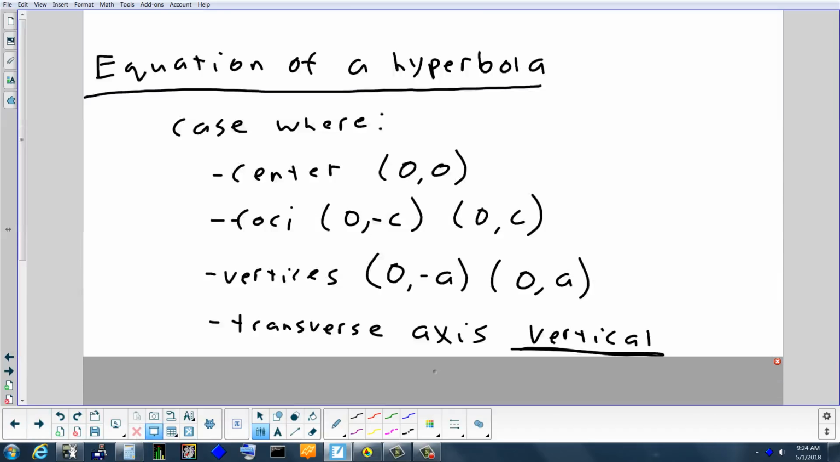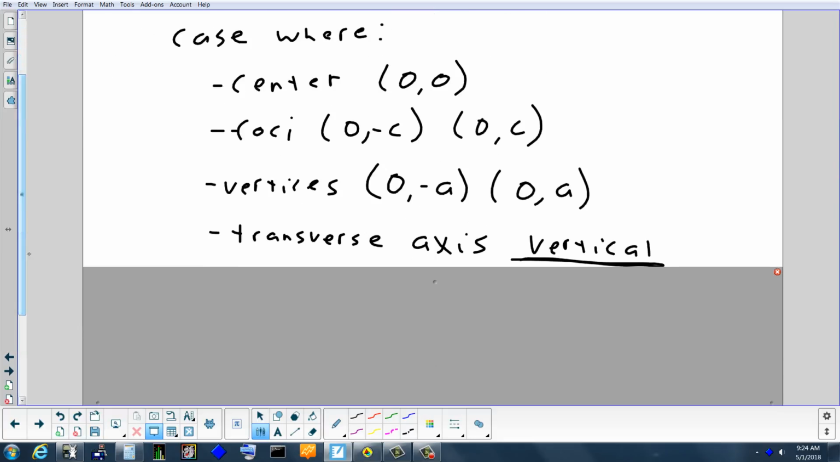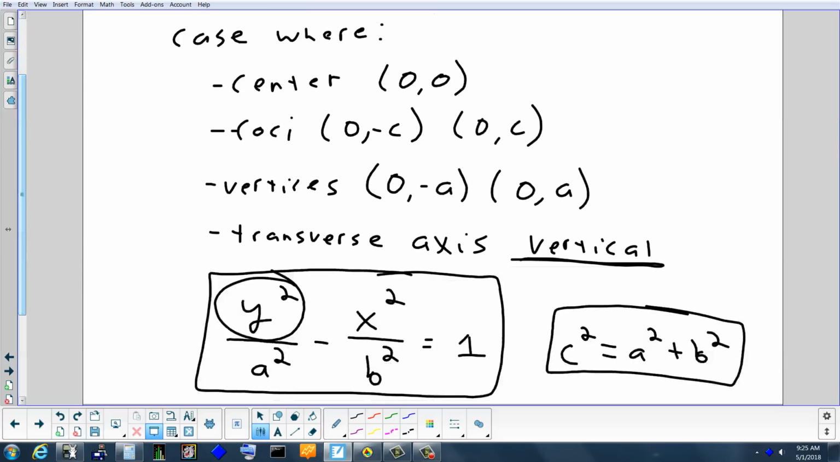Okay, so C still represents the distance from the center to the focus. A still represents the distance from the center to the vertex. Okay, it's kind of nice that at least those two things stay the same all the time. But now the transverse axis is vertical. And the way we're going to know that is if it's written in standard form, it's the first letter. That letter tells you the direction. If they did something tricky, look for the positive letter. Okay.